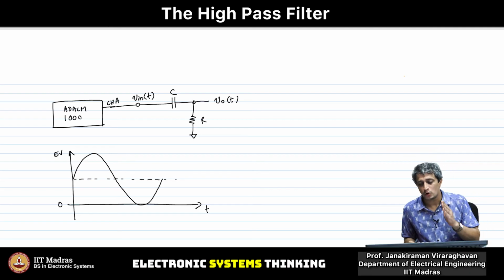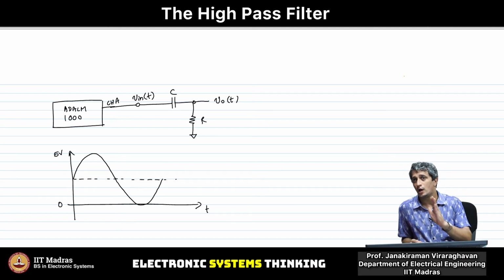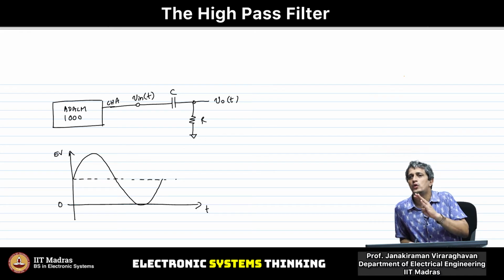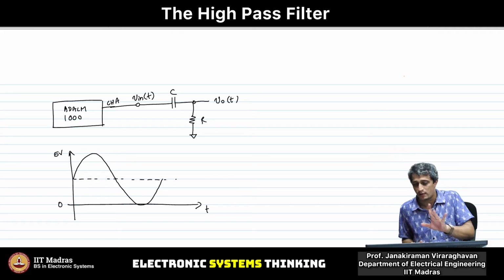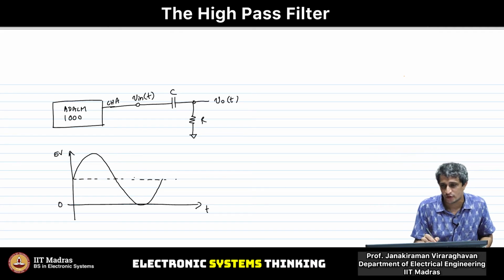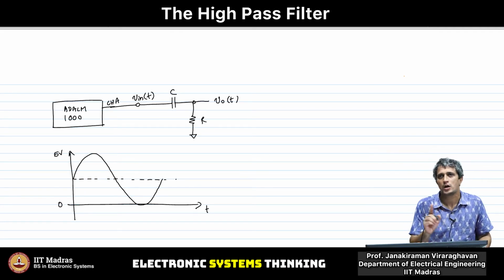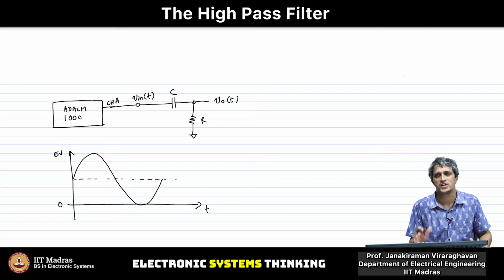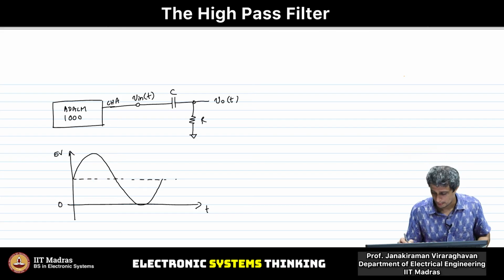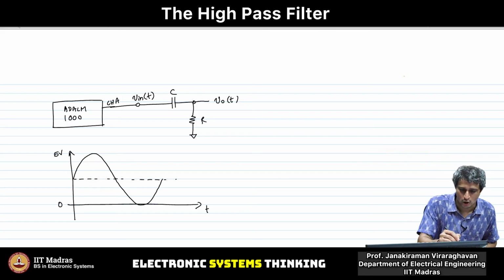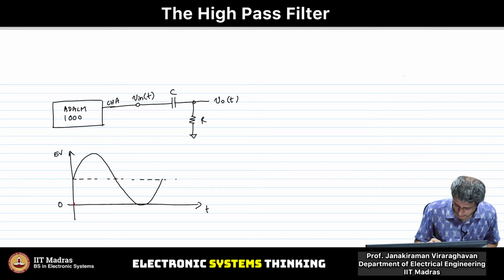The AD-ALM 1000 kit is going to give you an input voltage which is very different from a pure sine wave. The equation of this wave is not A sine omega naught t, for example with A equal to 5 volt and whatever the frequency, because A sine omega naught t would effectively look like this.